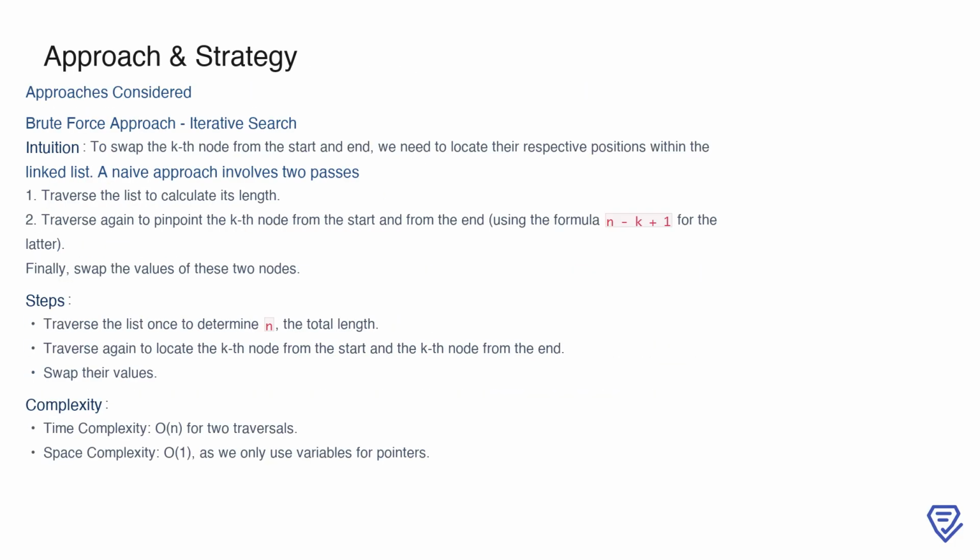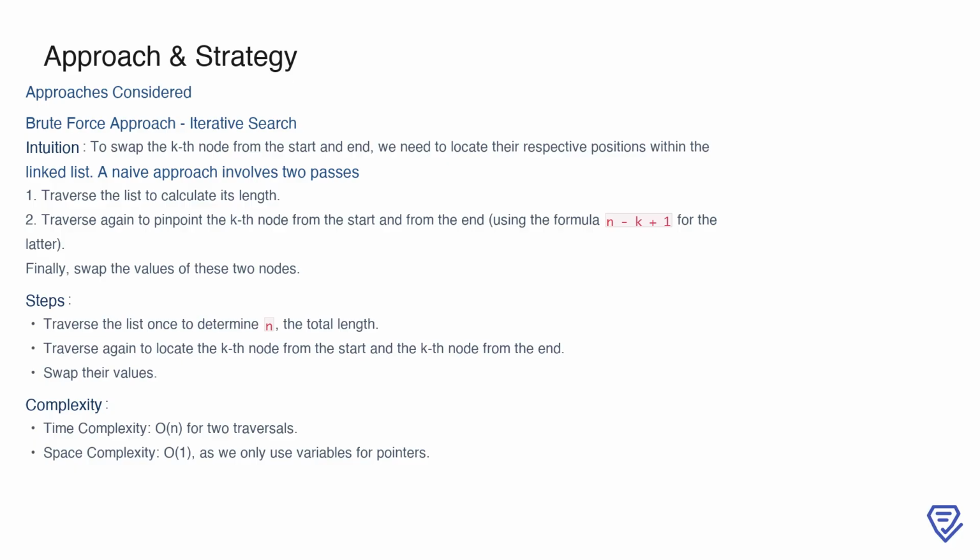To solve the problem of swapping the kth node from the start and the kth node from the end of a linked list, we begin by considering a brute force approach. The intuition here is straightforward. We first determine the positions of these two nodes within the list and then simply swap their values. To achieve this, we can use a two-pass traversal. In the first pass, we calculate the total length of the linked list, which we denote as n. In the second pass, we locate the kth node from the start and the kth node from the end. The position of the latter can be calculated using the formula n-k+1. Once both nodes are identified, we swap their values directly.